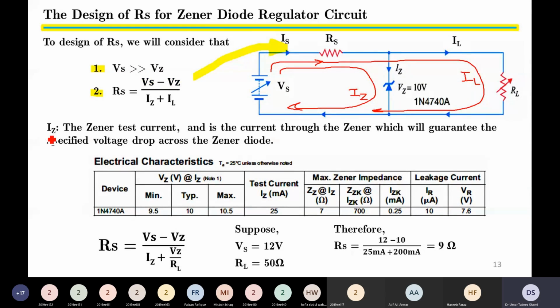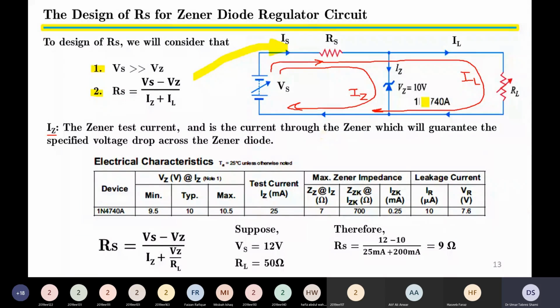Now by definition, Iz is the Zener test current, and it is the current through the Zener which will guarantee the specified voltage drop across the Zener diode. So we have to ensure that Iz, the test current, definitely flows through the Zener diode in order to get the output voltage across it. Now where is the information of the required test current? This information is normally provided by the manufacturer of the Zener diode.